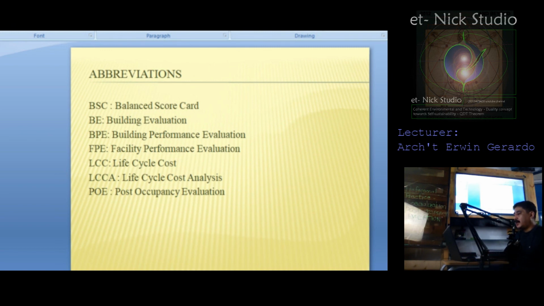Abbreviations: BSC, Balanced Scorecard; BE, Building Evaluation; BPE, Building Performance Evaluation; FPE, Facility Performance Evaluation; LCC, Life Cycle Cost; LCCA, Life Cycle Cost Analysis; POE, Post Occupancy Evaluation.